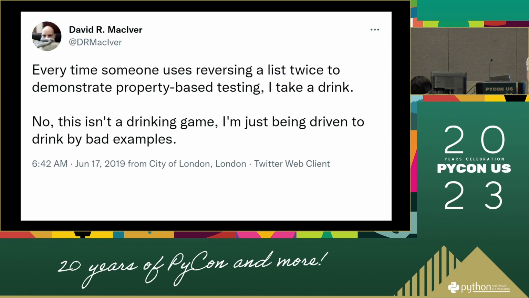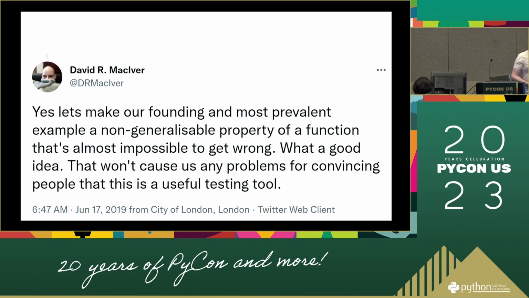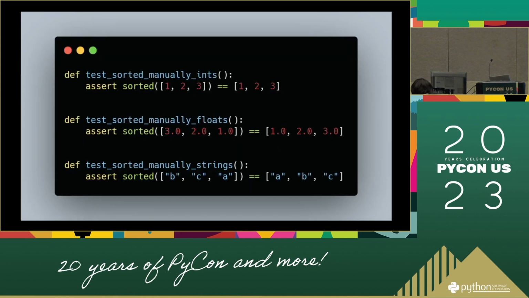So to start off with, I want to talk briefly about examples. Our friend David says every time someone uses reversing a list twice, which should give you the original list, every time someone uses this to demonstrate property testing, he takes a drink. It's not a drinking game, he just doesn't like this example very much. It's the most common example in blog posts, a non-generalizable property of a function that's almost impossible to get wrong. Who here has ever had to implement code to reverse a list? No one? Yeah, so maybe one. It doesn't come up very often, and honestly, it's not why we think property-based testing is important.